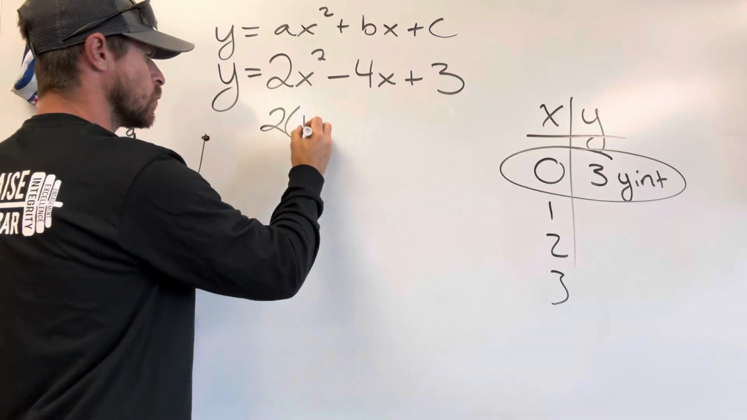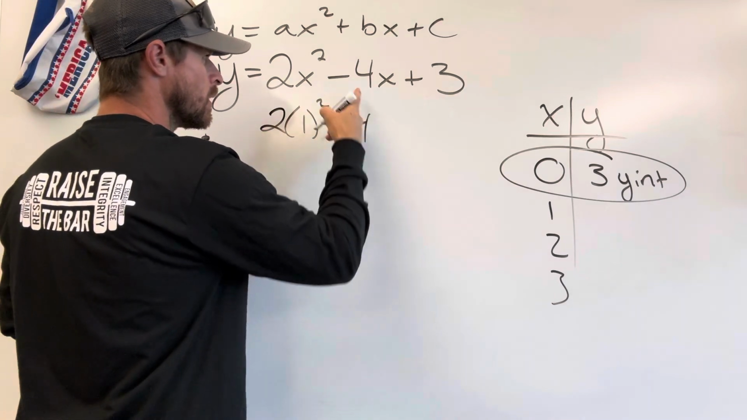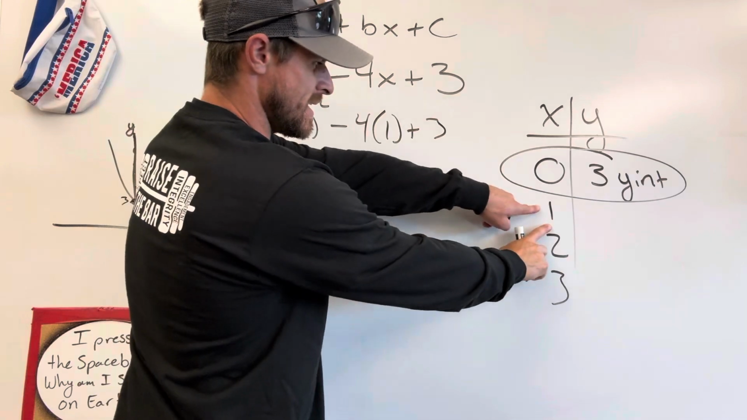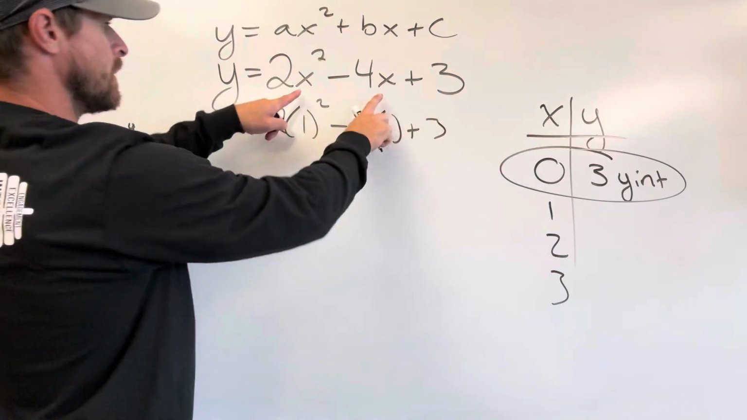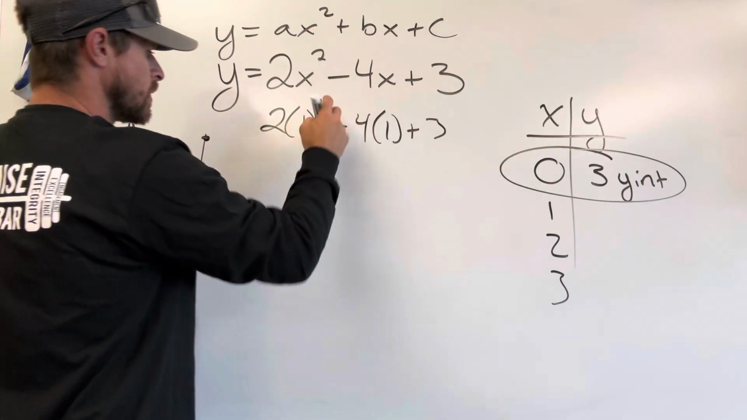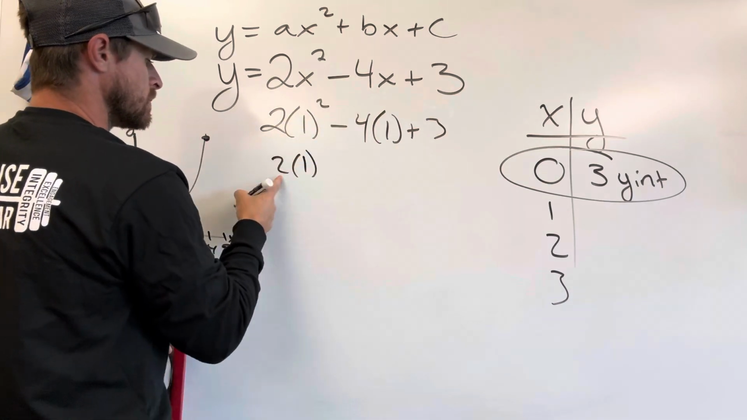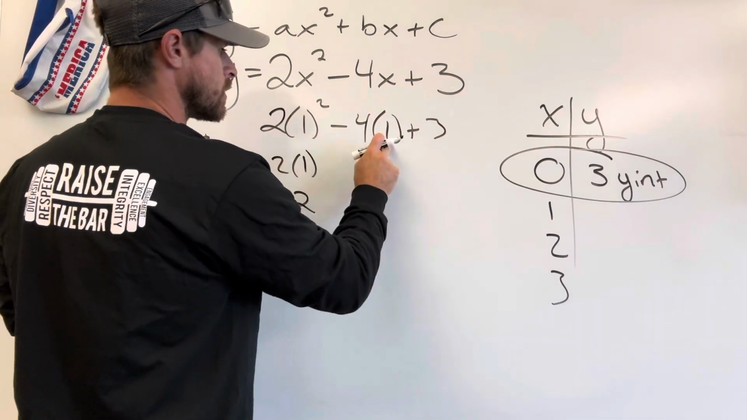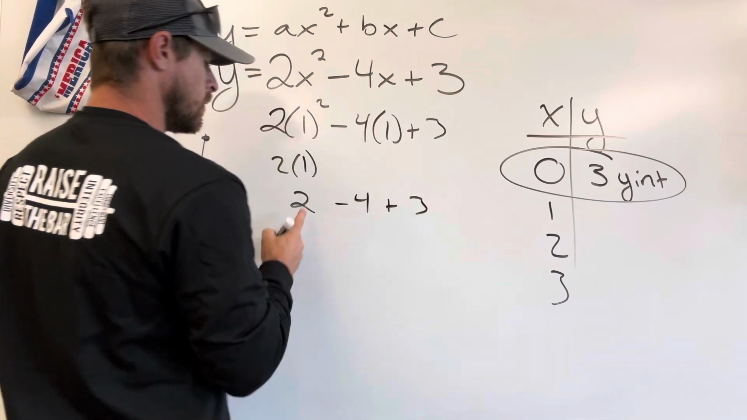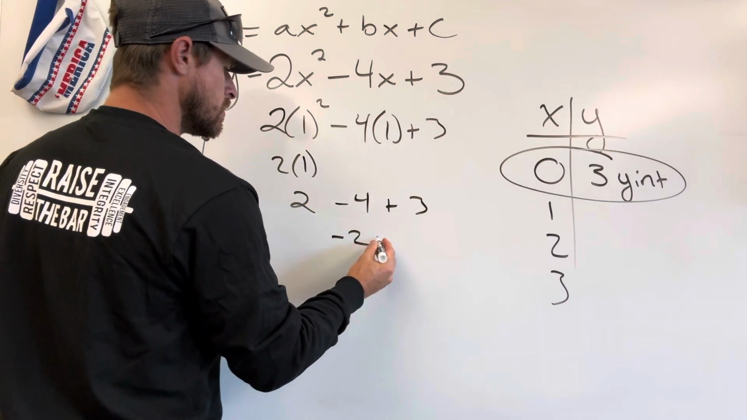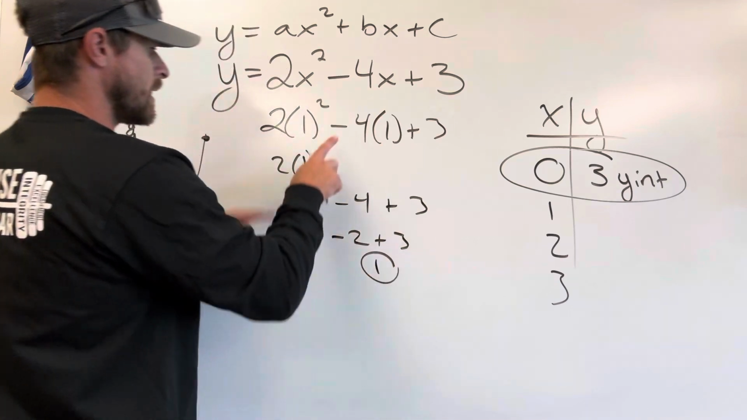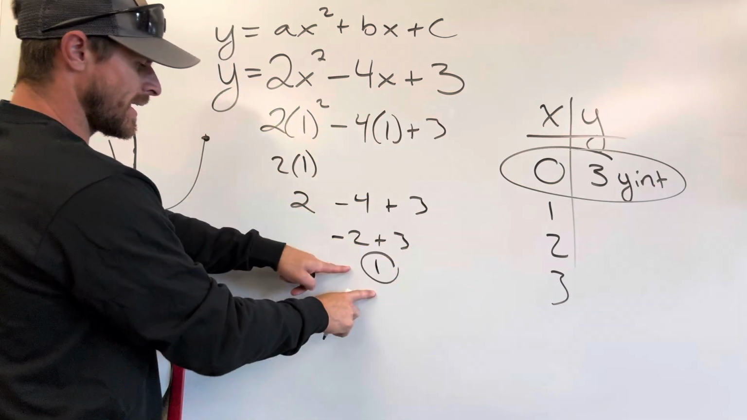2 times 1 squared minus 4 times 1 plus 3. Again, I'm just taking that value for x and putting it where the x's are. Then I'm simplifying all this out. 1 squared is 1. 1 times 2 is 2. Negative 4 times 1 is negative 4 plus 3. 2 minus 4 is negative 2 plus 3 gives me 1. So when I put a 1 in, I got a 1 coming out.